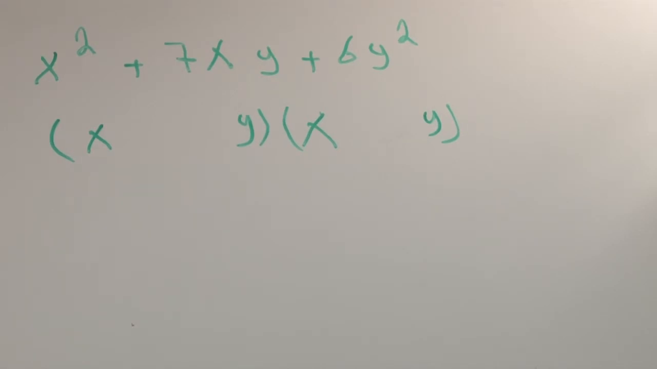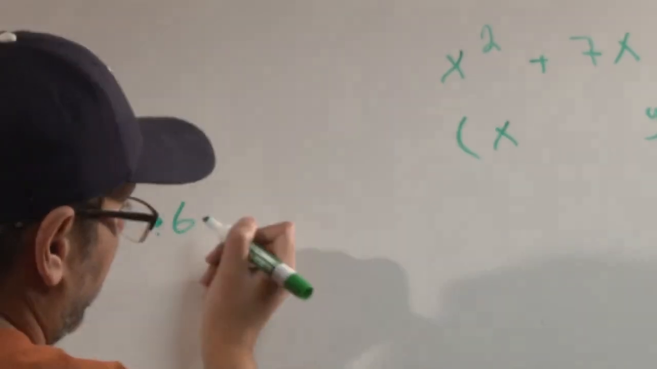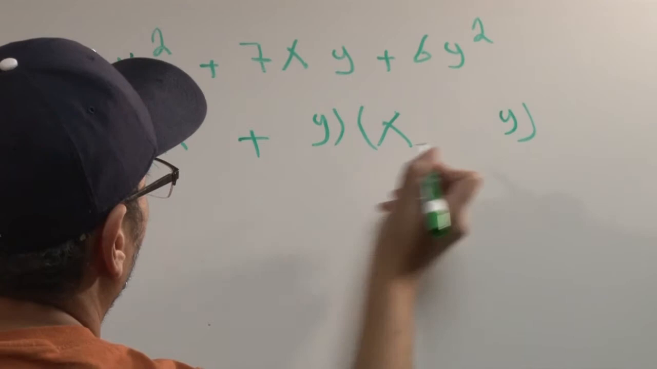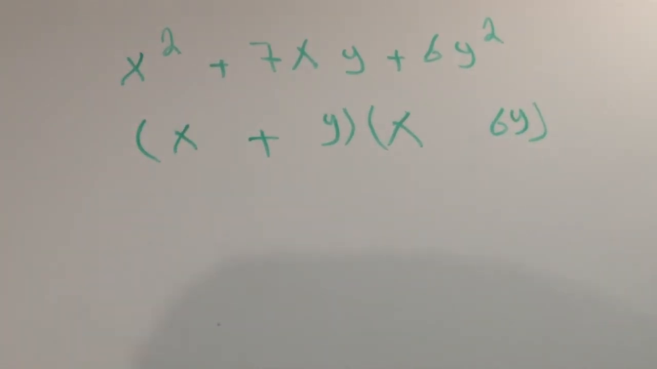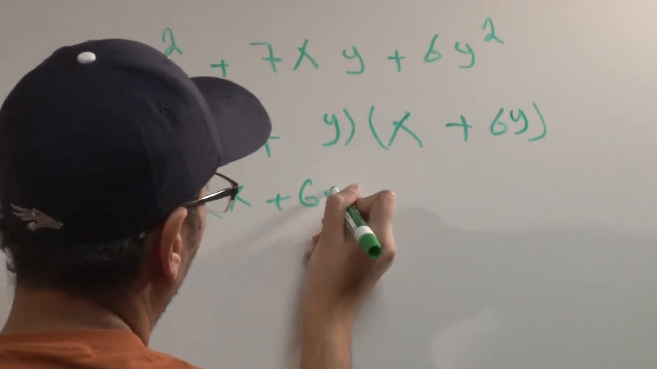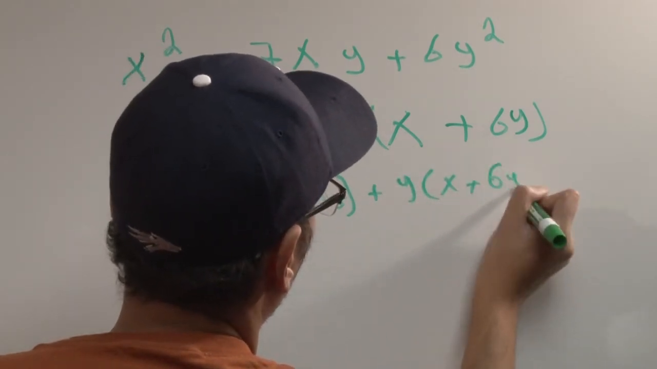6. I want to factor 6 into two numbers whose sum is 7. So how about 1 and 6? 1 times 6 is 6, and 1 plus 6 is 7. So that would be here y, and here is 6y. Try that, yes. x plus 6y, x plus y.